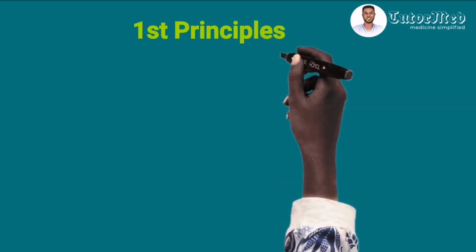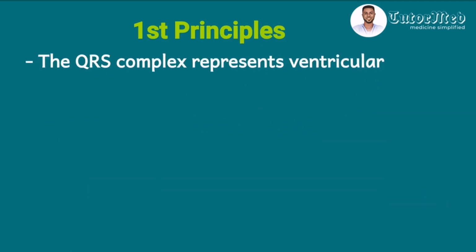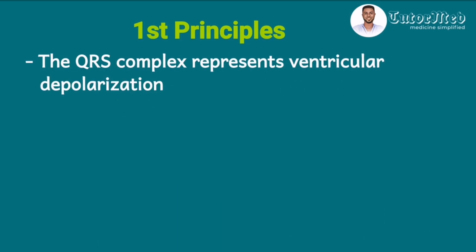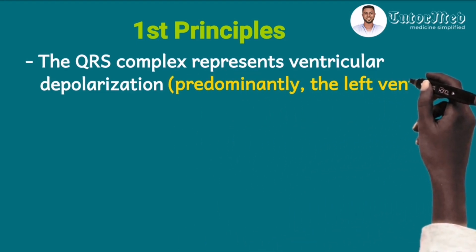Very good. Let's spend a little time understanding the QRS complex. And so as usual, the first principles. The QRS complex represents ventricular depolarization, and there are two ventricles within the heart, the right ventricle and the left ventricle. But because the left ventricular myocardium is more robust than the right ventricle, the ECG pays attention to the depolarization of the left ventricle, and so the normal QRS complex represents the depolarization of the left ventricle alone.